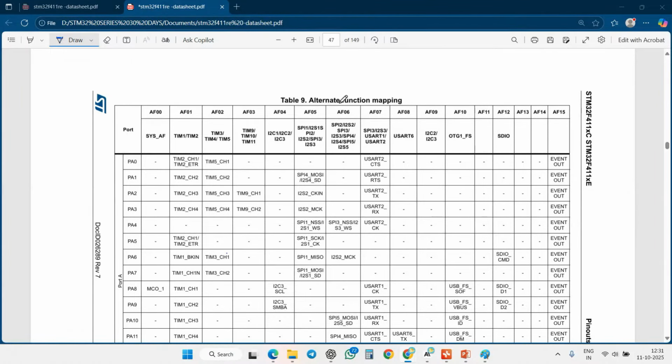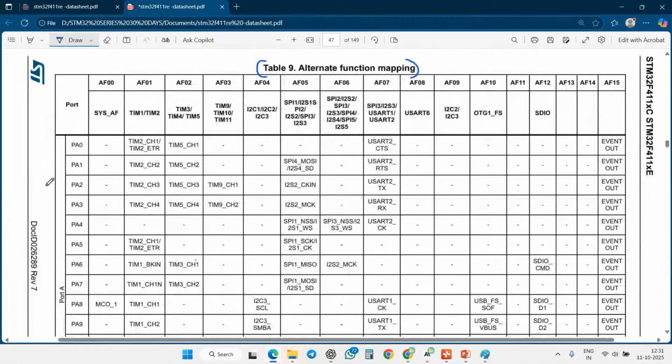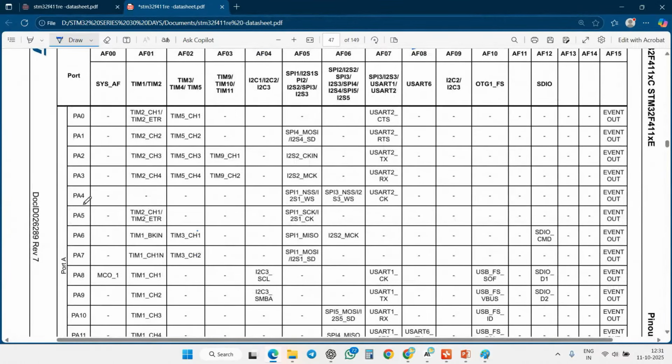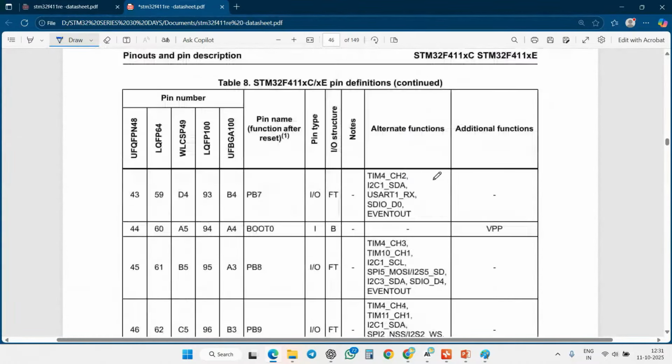If you see this alternative mapping, guys, what is alternative mapping? I'm having different pins here, like port A0, port A1, port A2, port A3. In some cases, if I want to configure only one pin, that means I want to configure only port A5, I can simply use only this concept and refer to this.